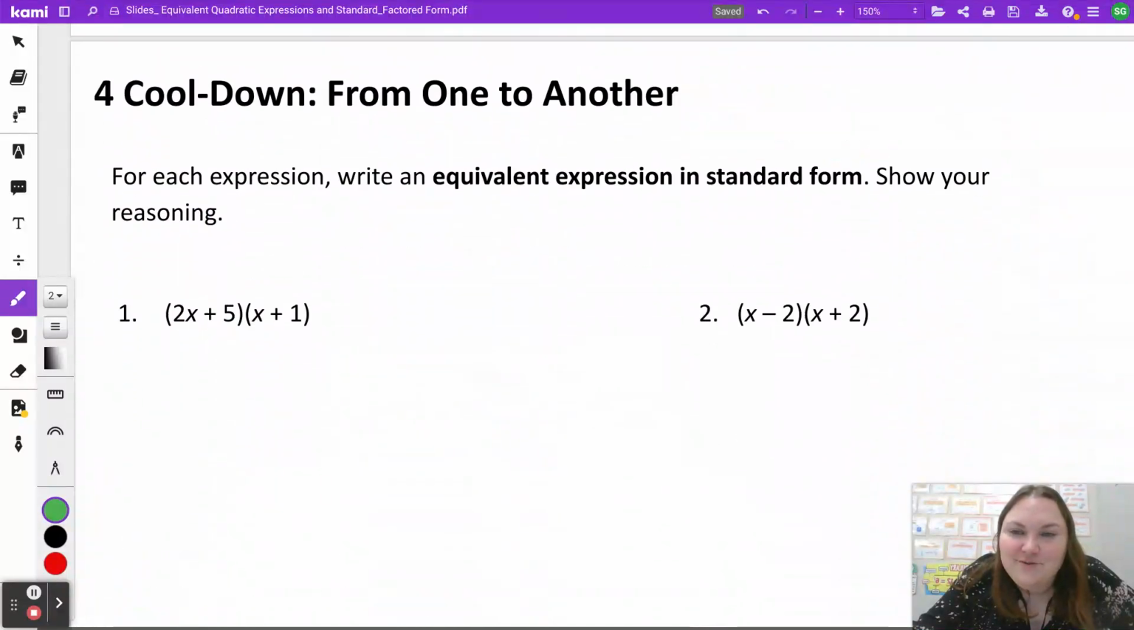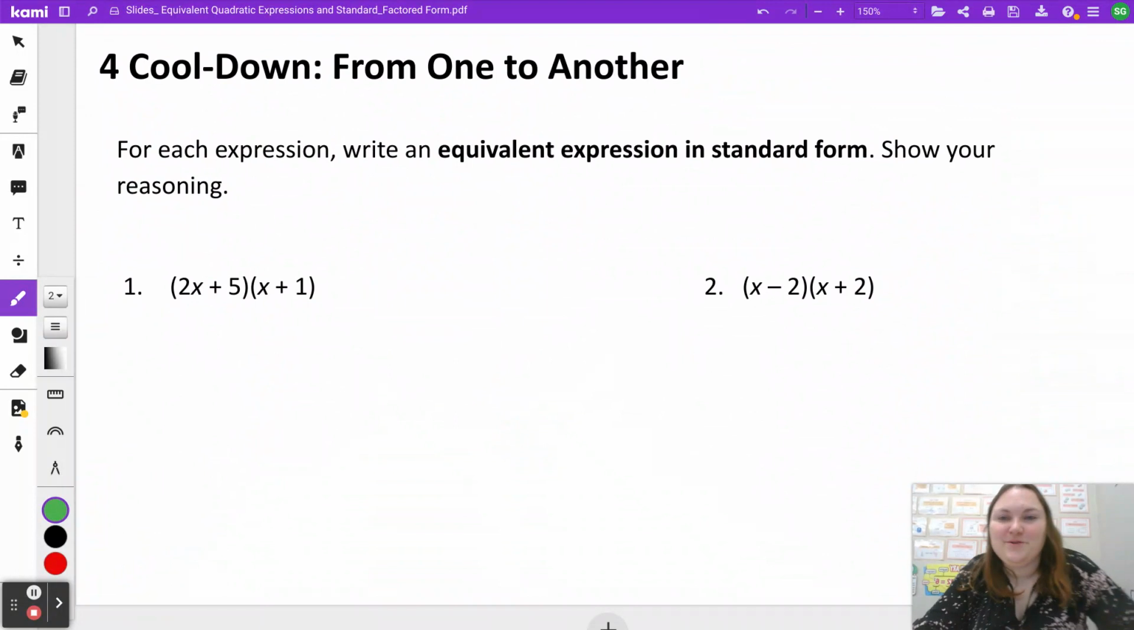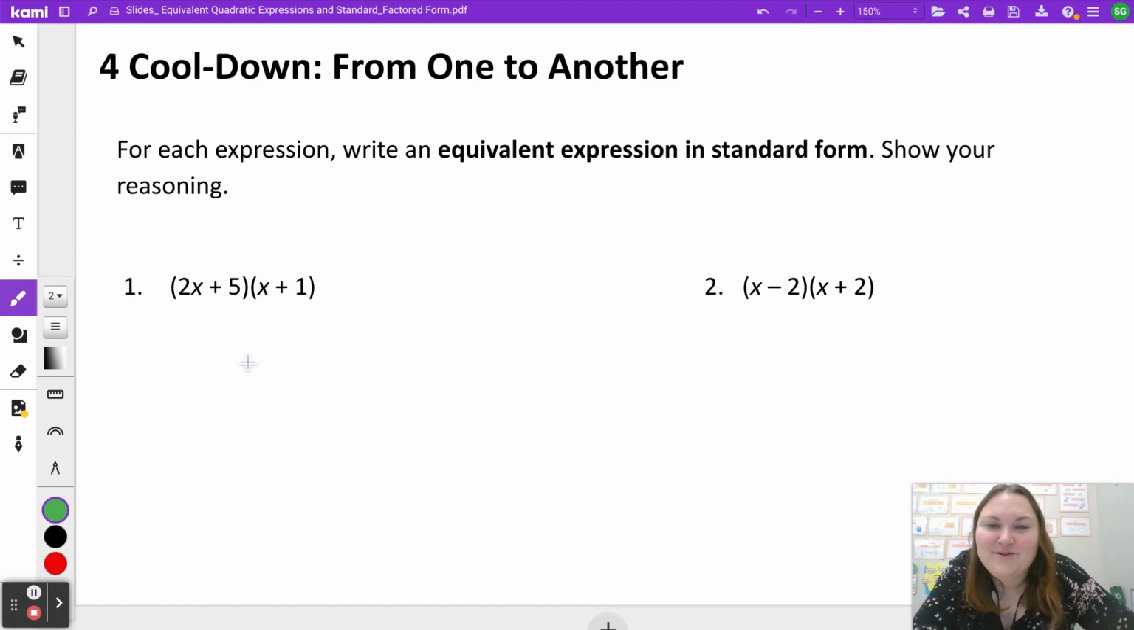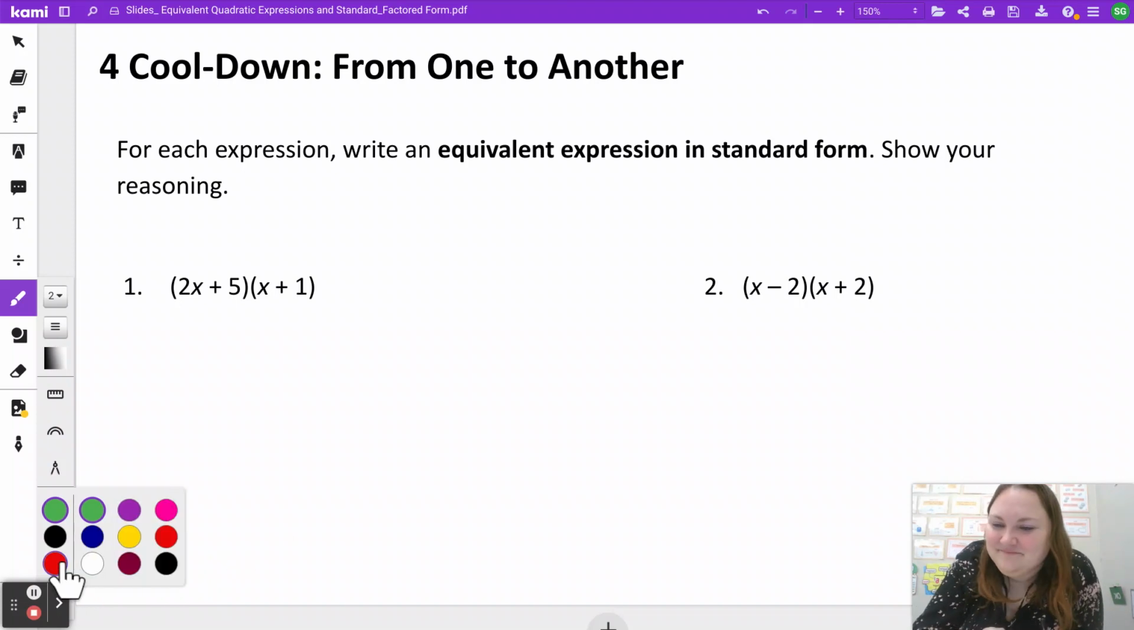So the final question for you to help you see how you have done on this lesson is I want you to pause the video and try this question here, where the directions say write an equivalent expression in standard form. We learned 2 different ways you can do this. Feel free to choose whichever method you want, but your goal is to change these factored forms into standard forms. If you are able to do that, that means you did a successful job in this lesson. Go ahead, pause the video and try these now.